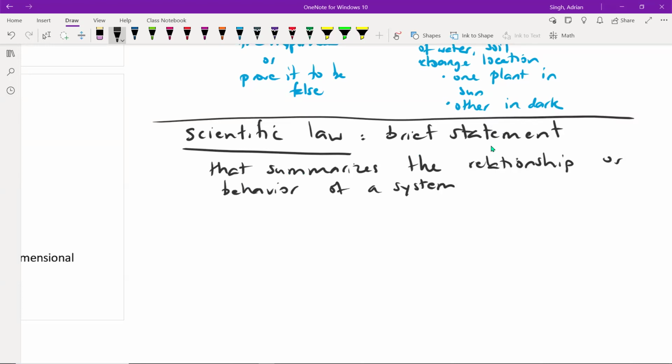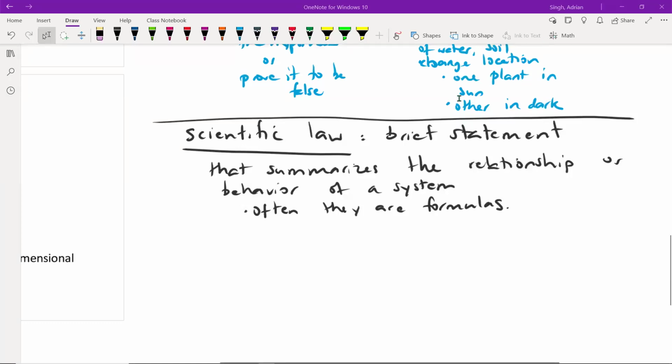Okay, oftentimes these scientific laws are formulas. So, for example, what we can do is take a look at a law that we'll see later on in the semester, but it's a very simple law.